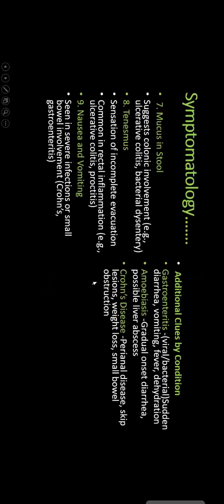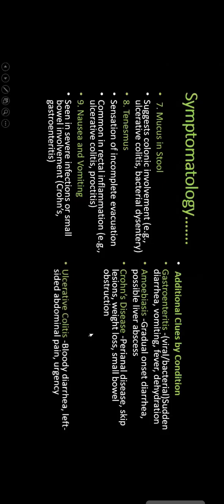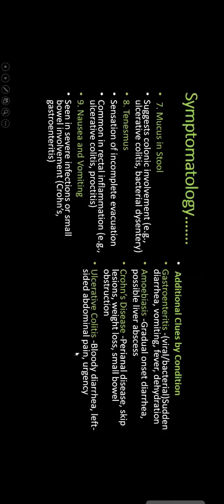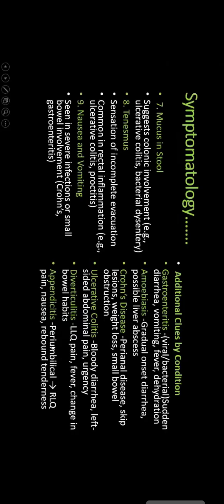In Crohn's disease, perianal disease can be present. We see skip lesions. There is the issue of weight loss, and small bowel obstruction sometimes. In ulcerative colitis, there is bloody diarrhea, left-sided abdominal pain, and urgency for defecation. Diverticulitis most commonly affects the left-sided colon, sigmoid and descending colon, causing left lower quadrant pain, fever, and change in bowel habits. In appendicitis, initially there can be epigastric or periumbilical pain, which shifts to the right lower quadrant with pain and tenderness in the right iliac fossa. There can be nausea and rebound tenderness present. So these are the common signs and symptoms related to various pathologies.